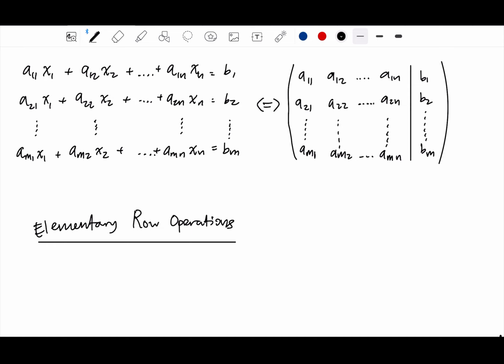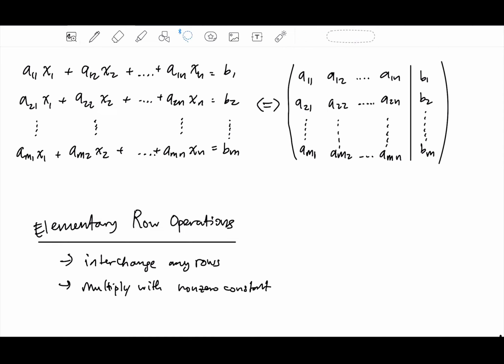Okay. So first, we can change rows. So when we change rows, this A and B will be included as one row. Okay. So we can change from row 1 to row 2 or row 2 to row 3. It could be any rows. So we can interchange any rows. And then we can multiply with a non-zero constant. Multiply row, sorry, I haven't completed this yet. This is multiply row. So for example, row 1 multiplied with 2. Row 2 multiplied with 3, and so on and so forth. We can multiply with any non-zero constant.